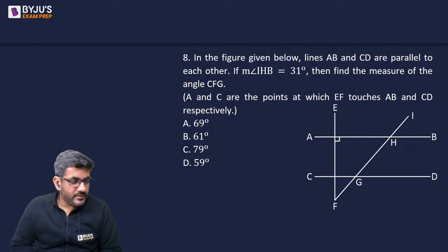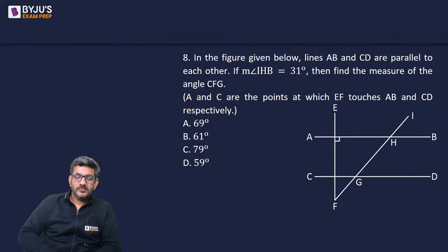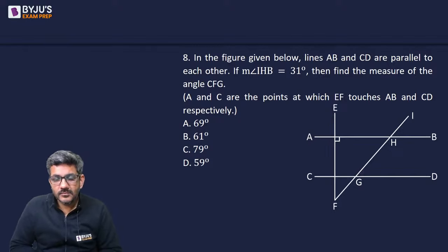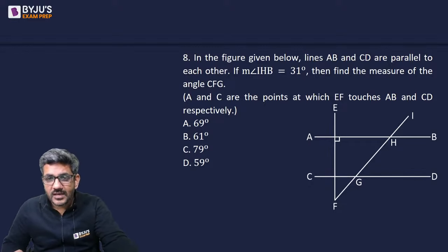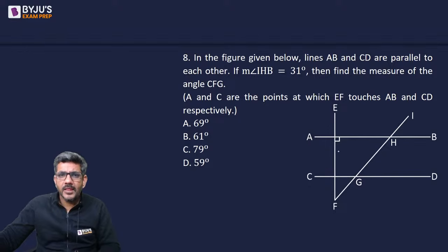Number 8 question here. Once again, Music Core has answered it fast, and actually it's a question worth answering real fast. It's a simple question. In the figure given below, lines AB and CD are parallel to each other.